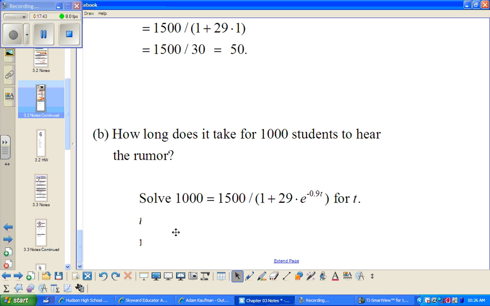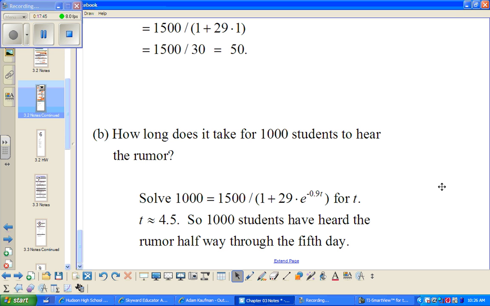So now, once you do that, you would find that t is approximately 4.5, so 1,000 students have heard the rumor halfway through the 5th day.